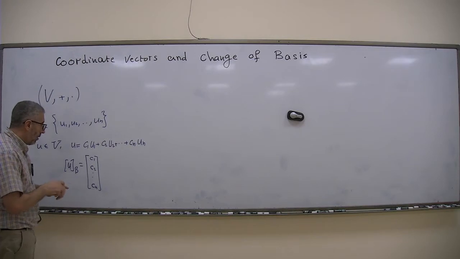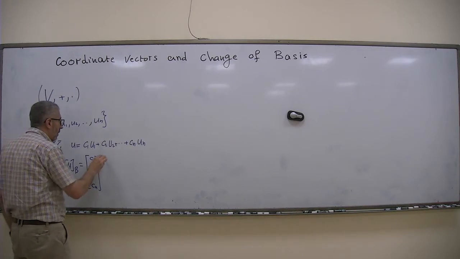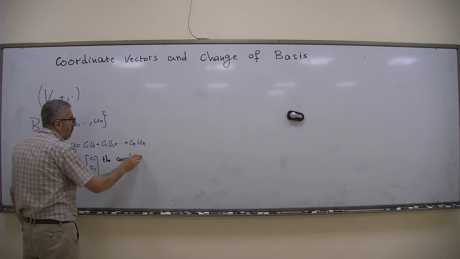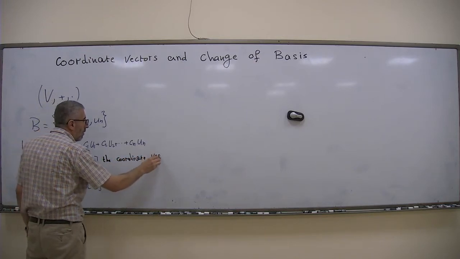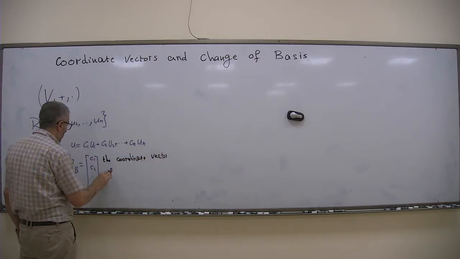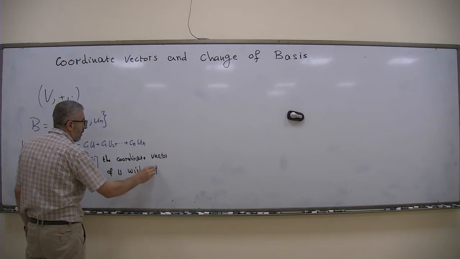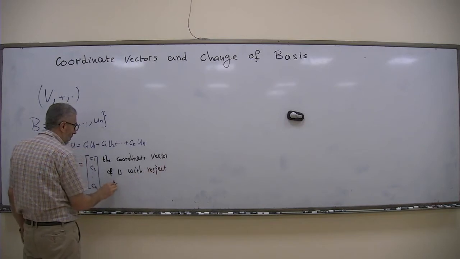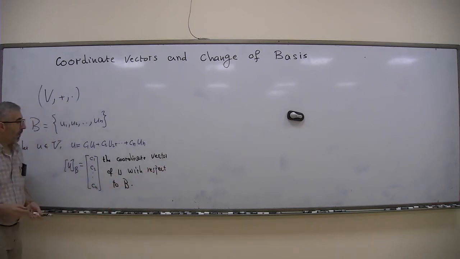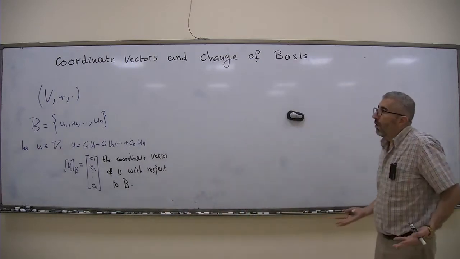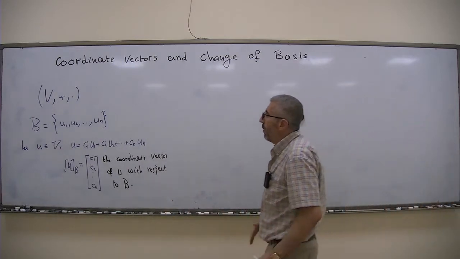So this is called the coordinate vector of u with respect to the basis B. Okay? So here is the question. We can have more than one basis for the vector space.